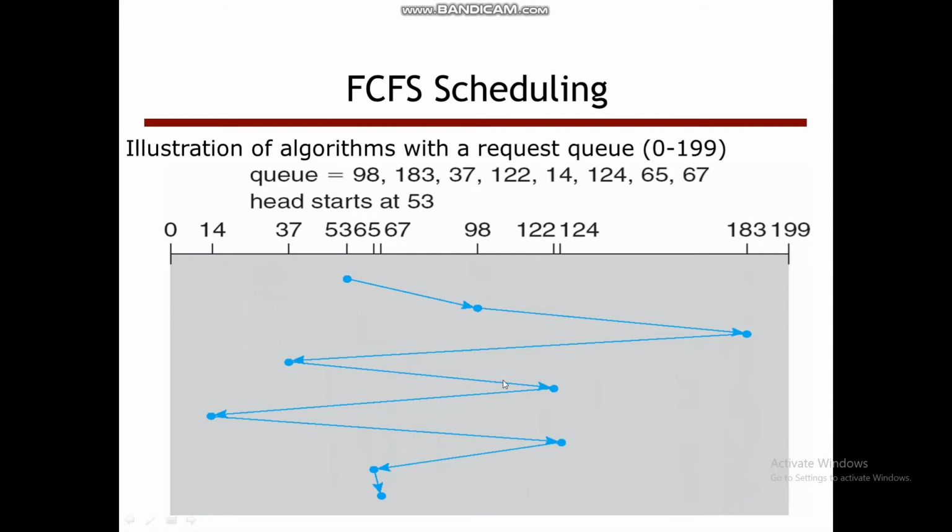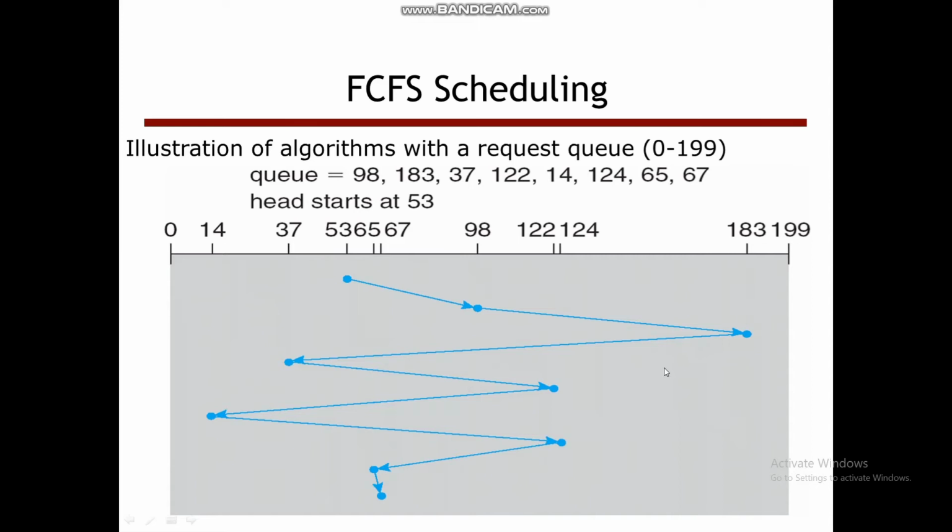Then the next to reach is 122, then 14, then 124, then 65, and then 67. So it finishes all the head movements and comes to an end at the last position of 67, processed in a first come first served fashion.